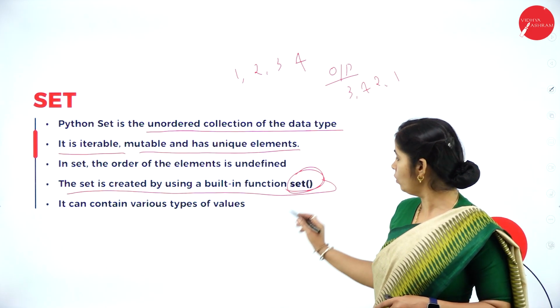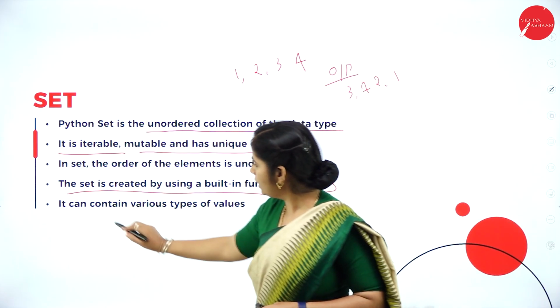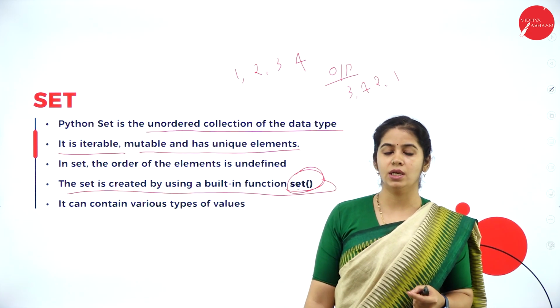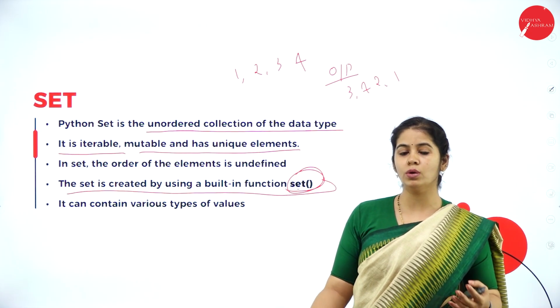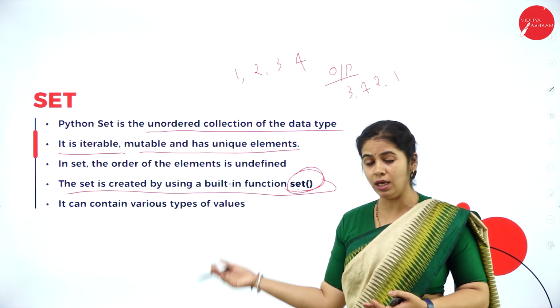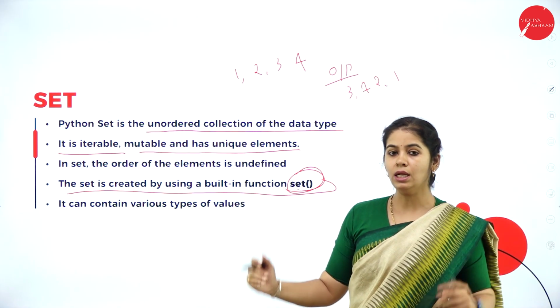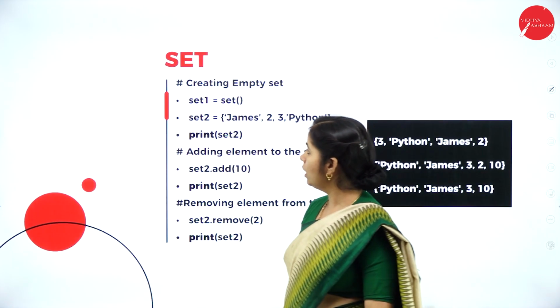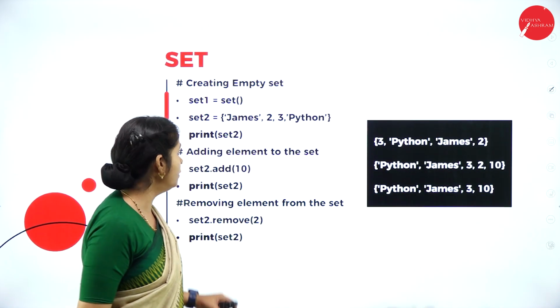Using that we are going to create the set. It can contain various data type values. It allows us to combine different data types, integer, floating, character, list and then the tuple, inside a single set. So let's see the example for the set.